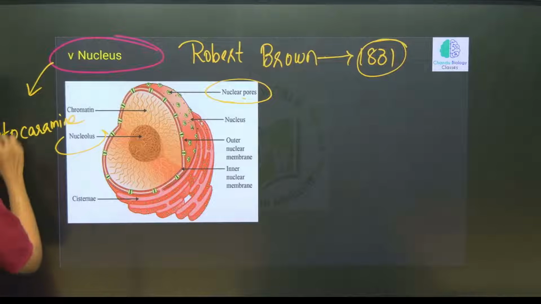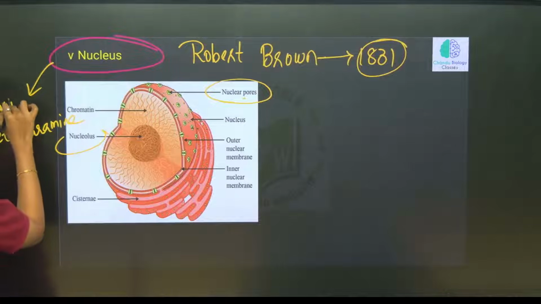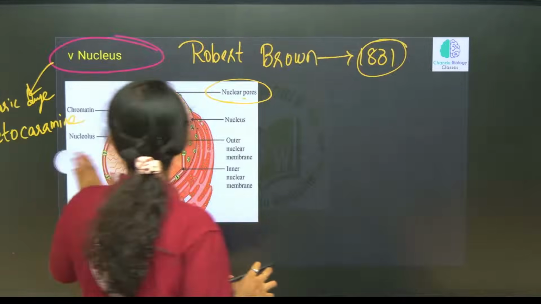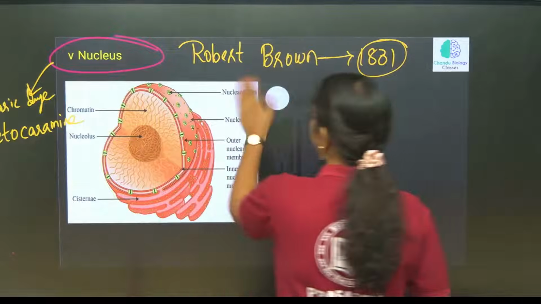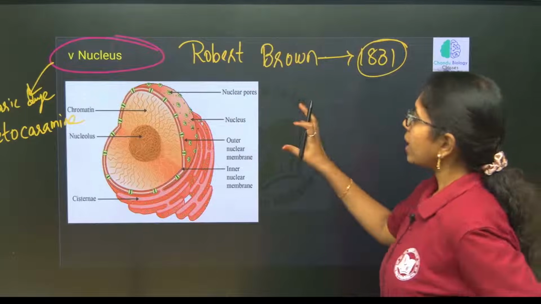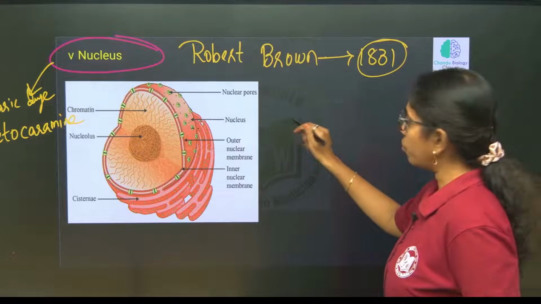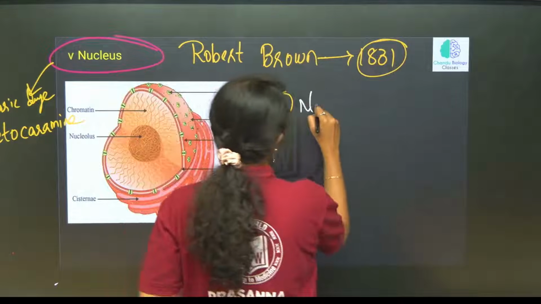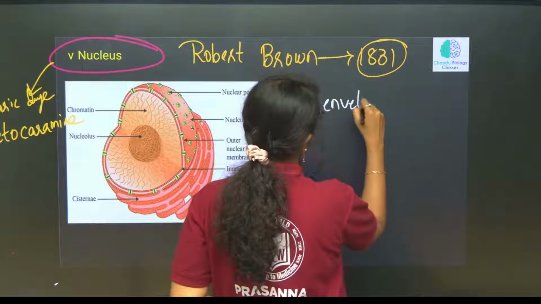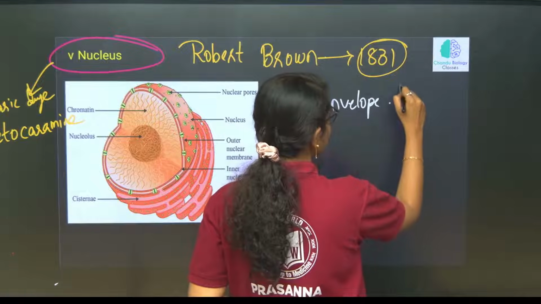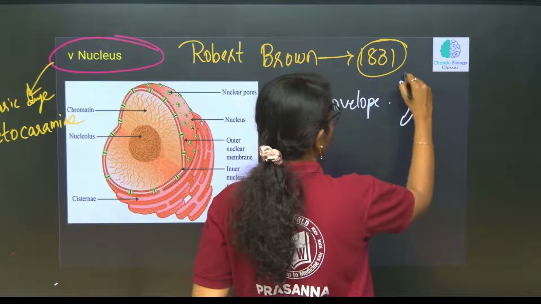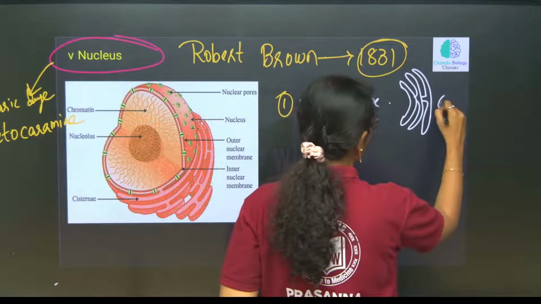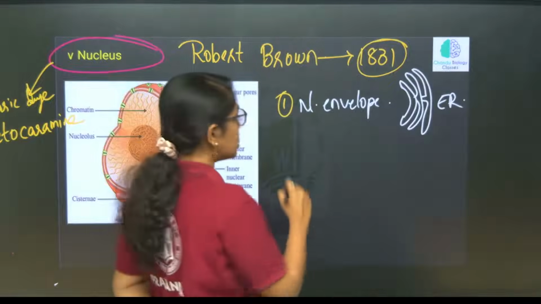This is a basic dye. After this staining procedure, the structure of the nucleus is more elucidated. Now, if you see, the first component is the nuclear envelope, right? The nuclear envelope is extended to a network of reticulum structures. This network of reticulum structures is called the endoplasmic reticulum. This is clear to you.